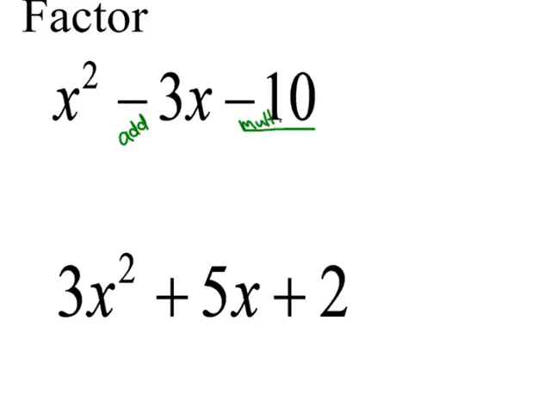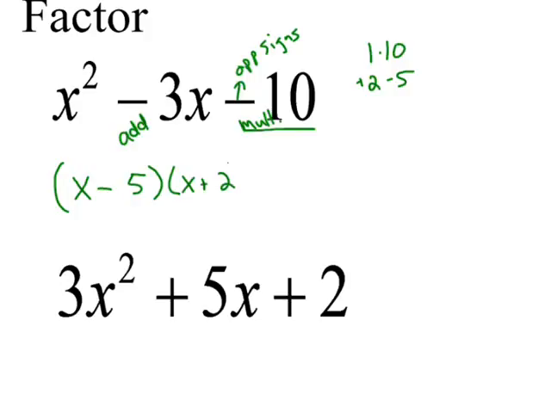So I start out with just figuring out my factors of 10: 1 and 10, and 2 and 5. And I know because this is negative, they have to be opposite signs. And so I am looking at negative 5 and positive 2. And so if I factor this, I just write it x minus 5, x plus 2.